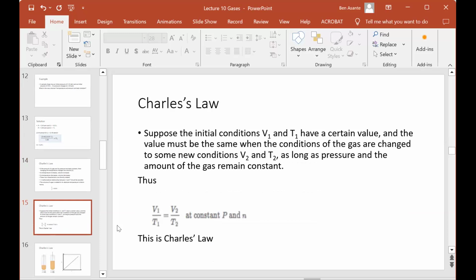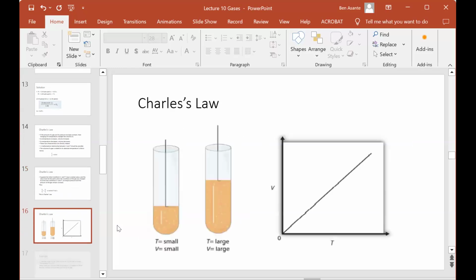So suppose the initial conditions V1 and T1 have a certain value, and the value must be the same when the condition of the gas has changed to some new conditions V2 and T2, as long as pressure and the amount of the gas remain constant. Thus, V1 over T1 equals V2 over T2 at constant pressure and number of moles. All right, that's Charles' law.